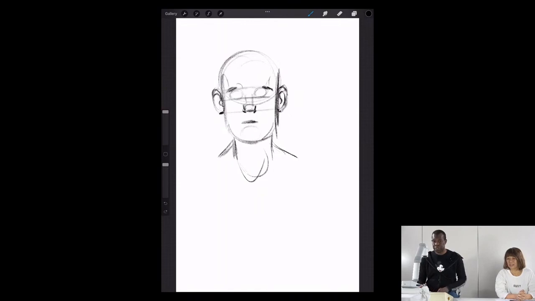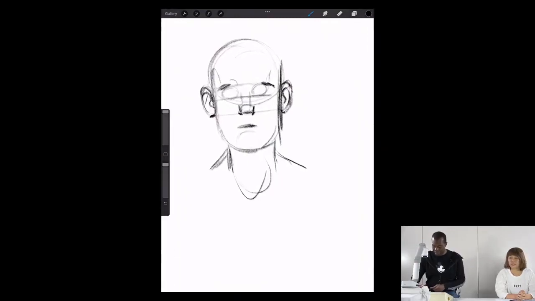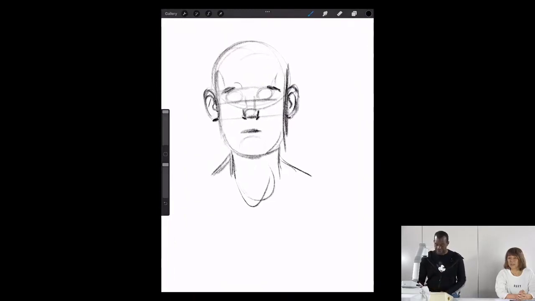Okay. So this is from a head-on position, right? So its ears are sticking out a little bit, but I'm just doing that for clarity. And it's a little bit small. Actually, maybe we can make it a little bit bigger. Actually, okay. Okay.